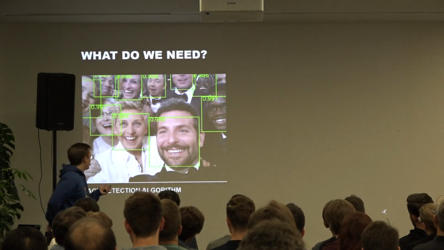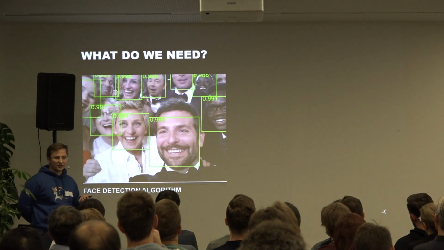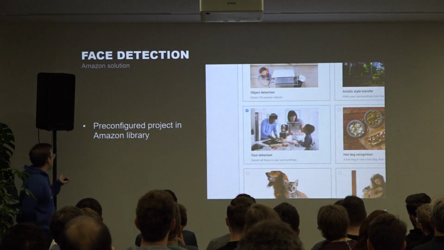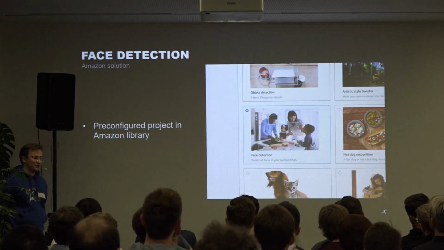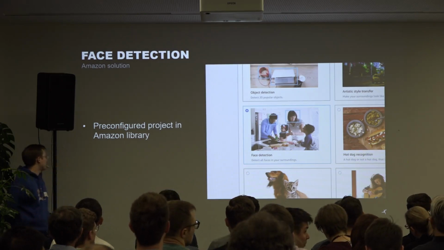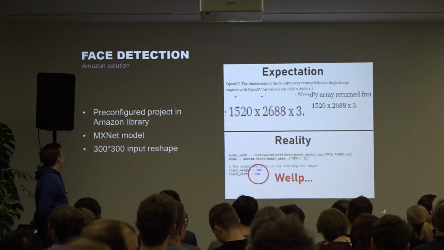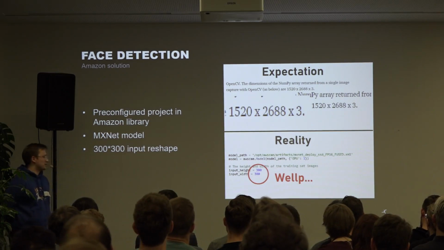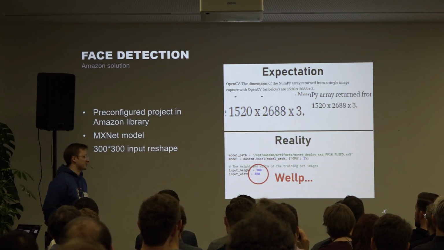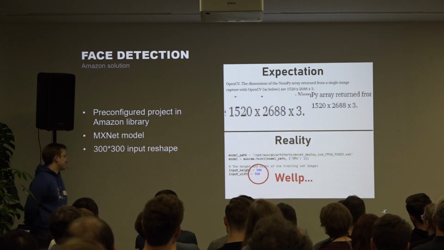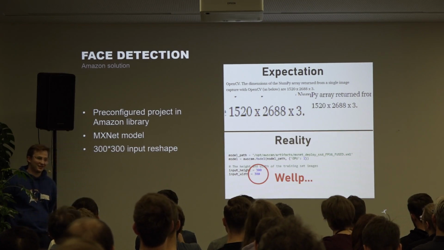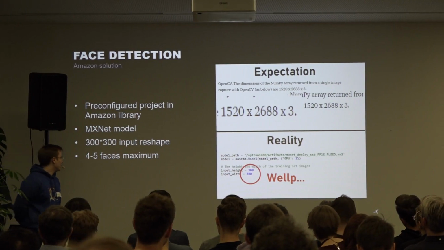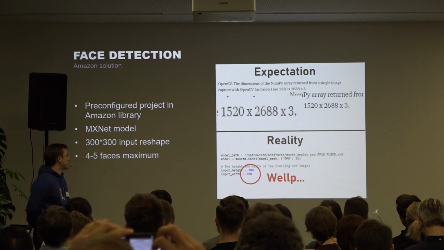So what do we need to make everything work? We need a face detection algorithm, of course, and also a motion recognition algorithm. So this is easier. I will start with face detection, especially because there is an Amazon solution there, and there are some pre-configured projects in the Amazon library, but there are some problems with it. While the camera can make video with really high resolution, 1,500 to 2,500 pixels, in reality their model then reshapes it to a 300 by 300 picture. And it makes it impossible to record a big audience. It's only possible to find 4 or 5 faces maximum.